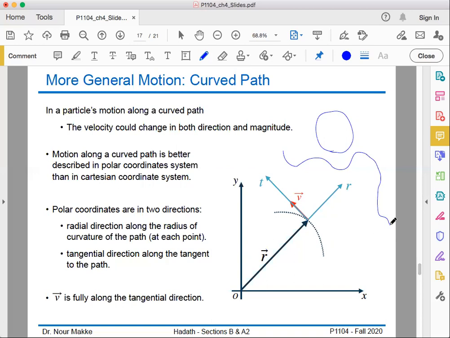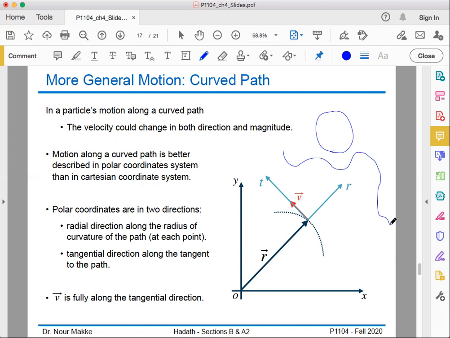So first of all, what we need to know is that if a particle is moving along a curved path, then the velocity could change in both direction and magnitude, which was not the case of a uniform circular motion. In the case of a uniform circular motion, a particle has an always varying direction as a function of time, but it has the same magnitude. Now, when we deal with motion along a curved path, both the direction and the magnitude would change.